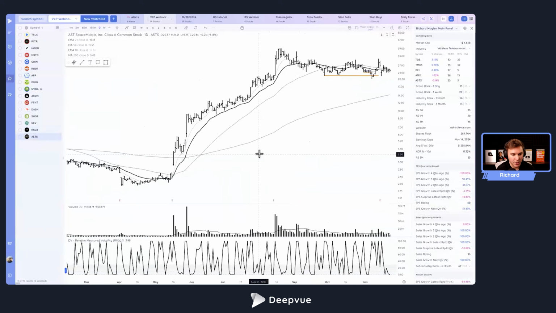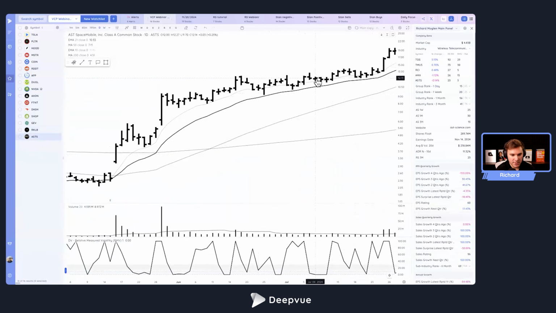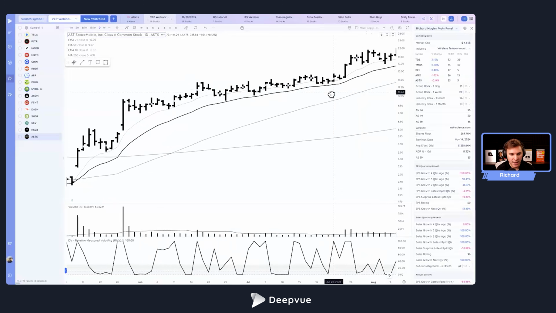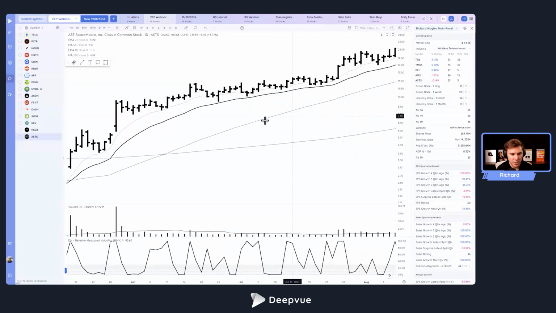So ASTS would be another example of that. You can see the tight area here, RMV going to 0. Again, this will show up on your screen if you're screening for RMV tight on this day right here, and then you can play the breakout expansion. Again, this subtle tight area, inside day, RMV going to 0, and then the breakout the next day, allowing you to profit from this nice expansion.